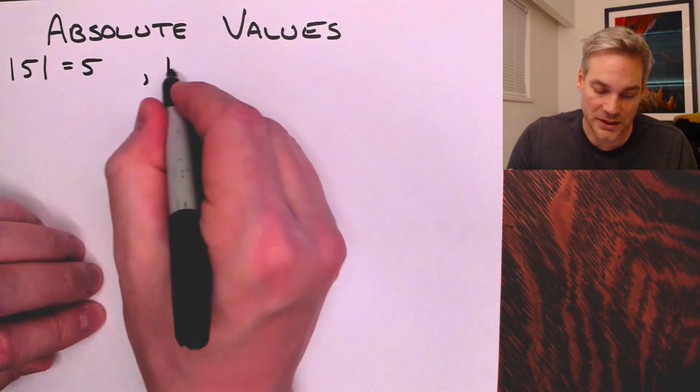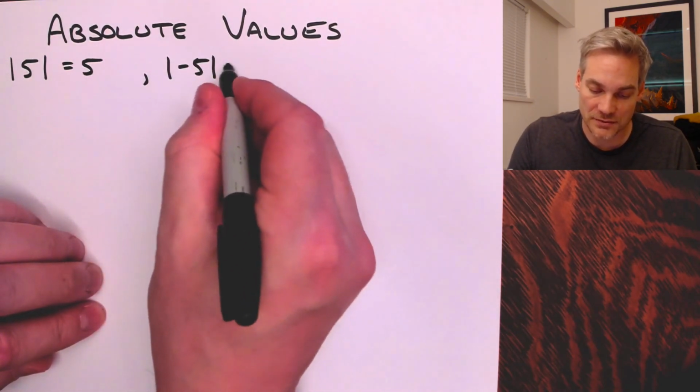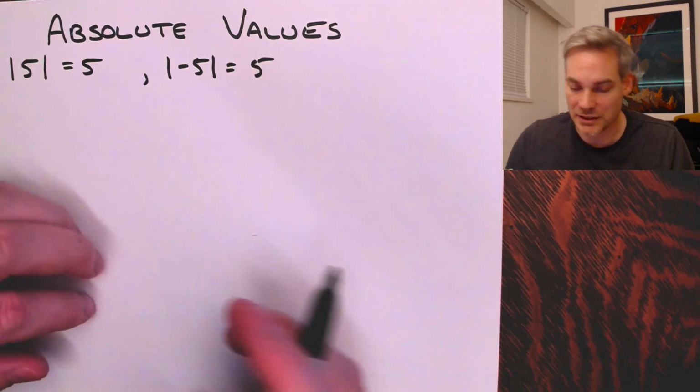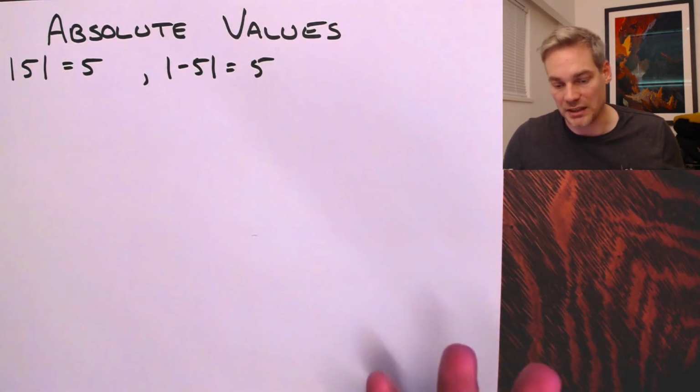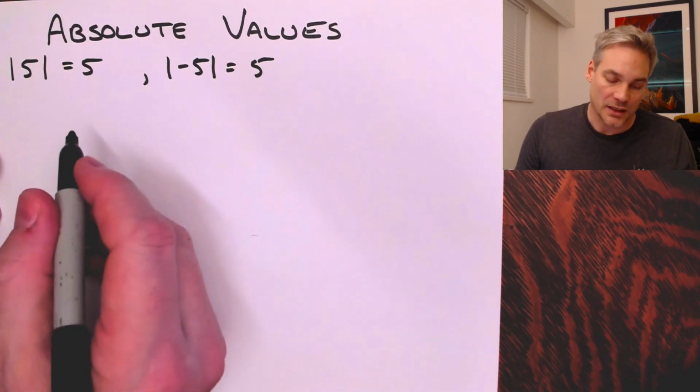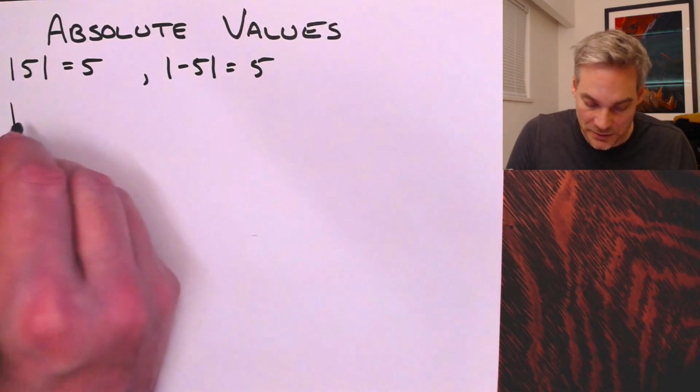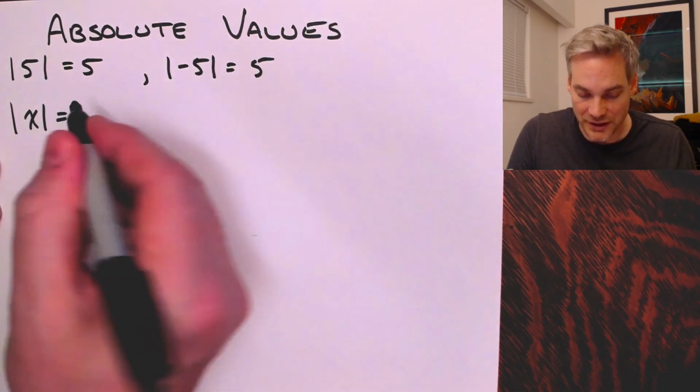So what if we have the absolute value of negative 5? And that also equals 5. What we're talking about here is just how big the magnitude is. So now, what if we had something a little bit different? We had the absolute value of x.